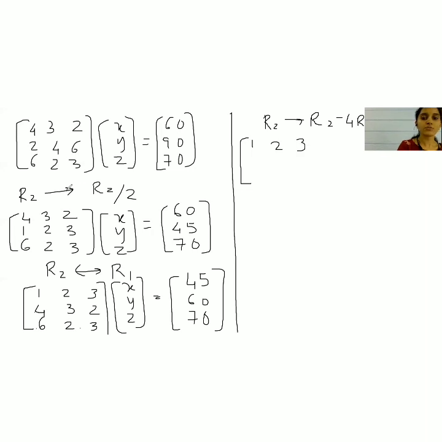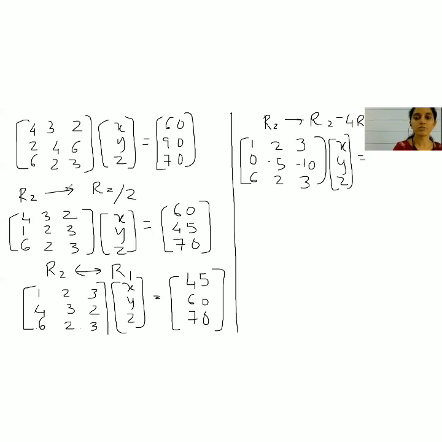So 4 minus 4, 0. 3 minus 8, that is minus 5. And 2 minus 12, that is minus 10. The third row remains as it is, 6, 2 and 3, x, y and z. And then we have our right hand side matrix.